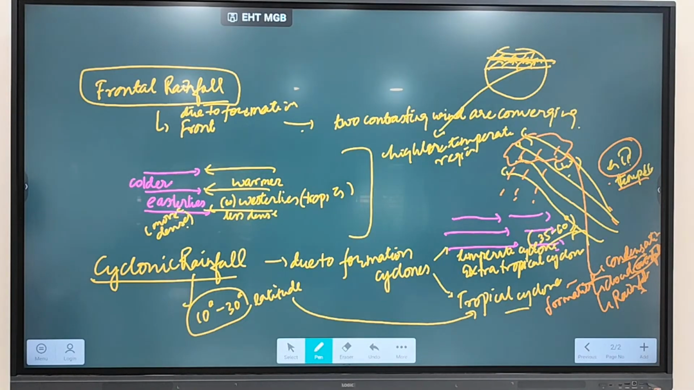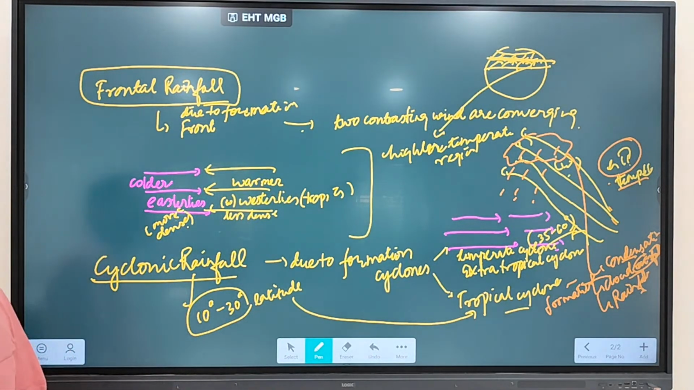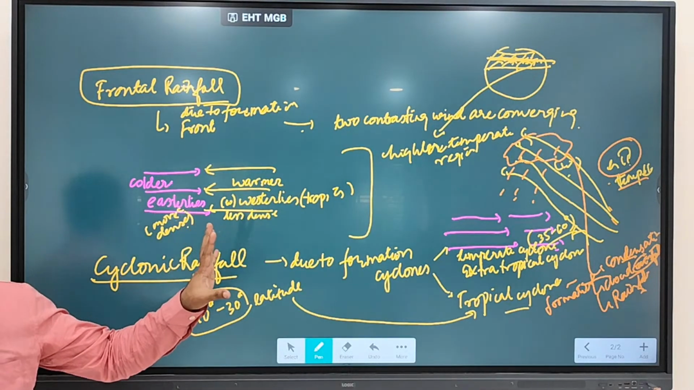So what is precipitation? What is rainfall? When ice crystals in the cloud become much bigger, under the influence of gravity they start to come down, and this is called rainfall. Different types of rainfall you'll see.